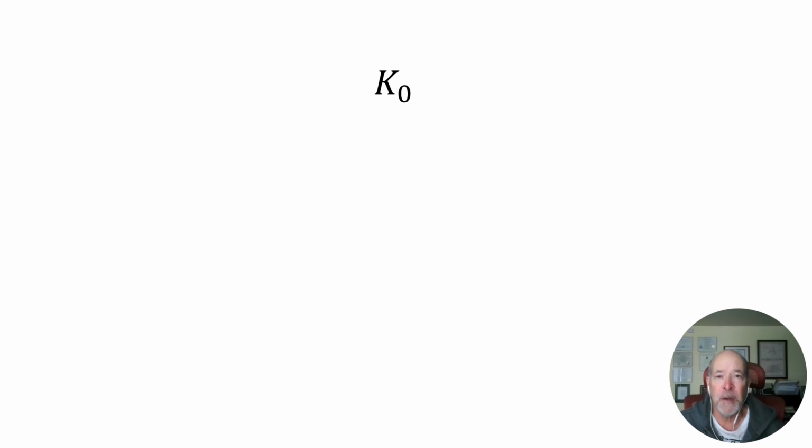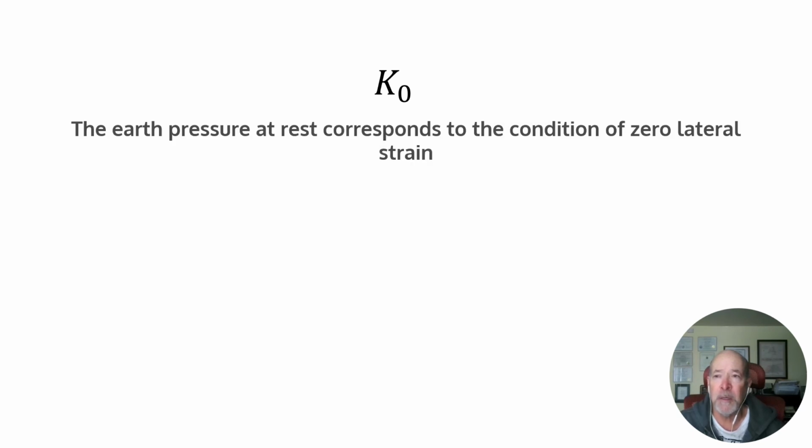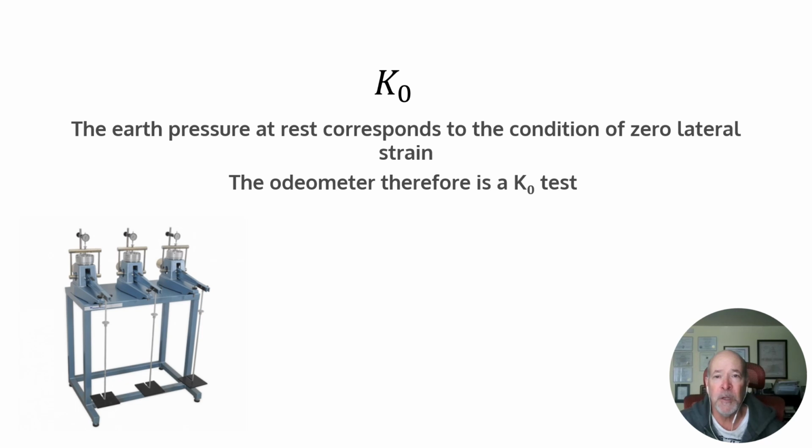So what is K-naught? Well, K-naught is the earth pressure at rest. It corresponds to the condition of zero lateral strain. So an odometer or consolidometer is a K-naught test. It has rigid sidewalls, so it can't have lateral strain, but you can load it vertically. K-naught is represented by this ratio of horizontal to vertical stress, and it's also equal to 1 minus sine phi.